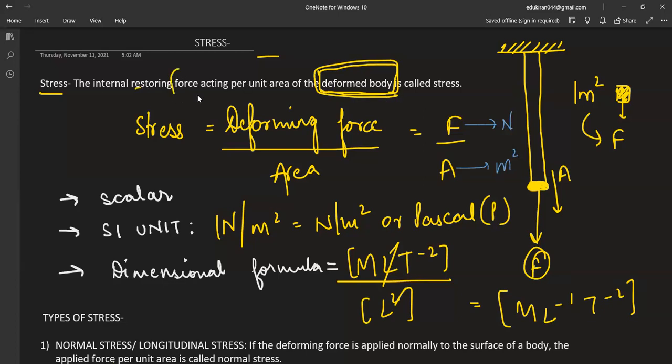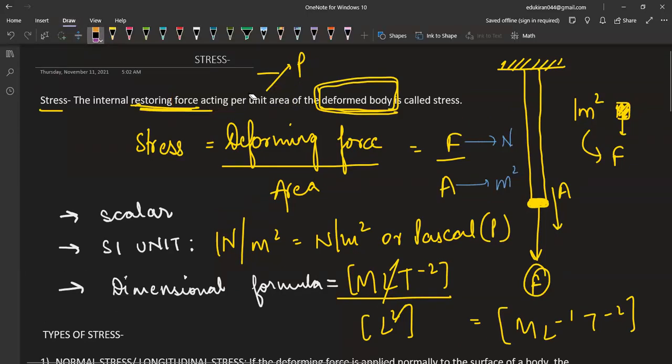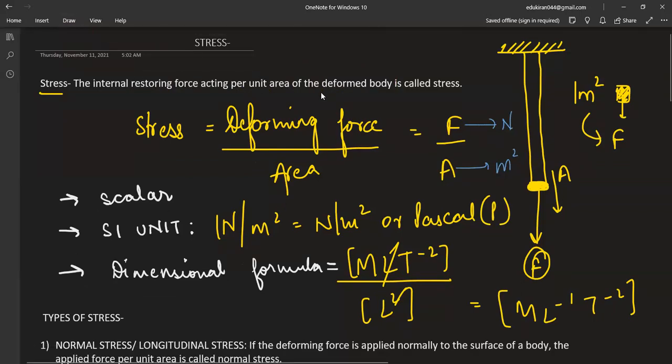If it had been only force per unit area, this would have been normal pressure. Right now, when restoring force comes, and this is specifically for solid objects, that's why we say this is stress. Otherwise, it's not a reaction force. Had it been a reaction force, there wouldn't have been any area. It's just that this is occurring on deformed bodies. Clear, Harsha? Yes, ma'am. Now, note it down, all of you.